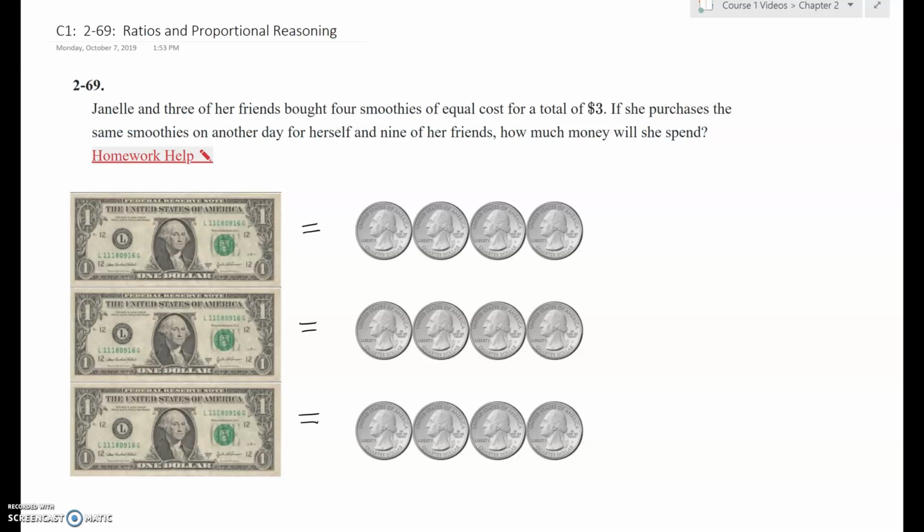Where the heck is she buying her smoothies? Because mine do not cost that. So not even one of my smoothies cost $3. So somehow she's got the hookup on smoothies. 4 of them cost $3. I'm in.